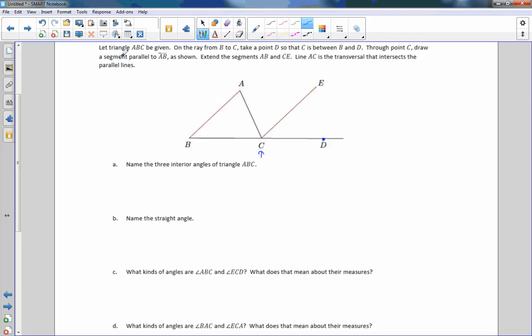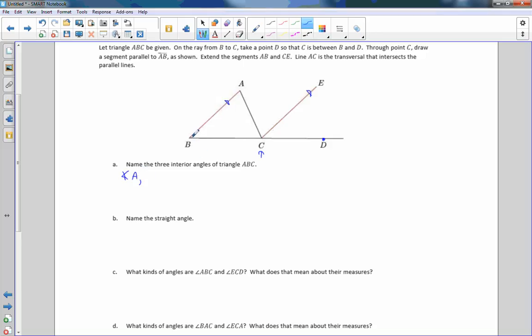Through point C, draw a segment parallel to BA, or AB. So I've said it before, and I'm going to say it again. You just use like a little arrow thing to indicate that these two lines are parallel. Okay, and there's some important concepts that come from parallelism. So A says, name the three interior angles of triangle ABC. So I'm going to start at the top. This is angle A.